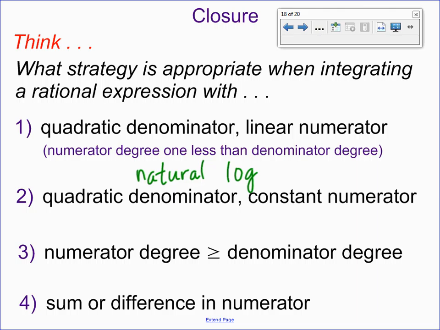Overall, quadratic denominator but a constant numerator, right? What are we going to have to go towards then? Hayden? Inverse tangent, absolutely. Then we're working towards an inverse tangent rule, where I rewrite that bottom as a 1 plus quantity squared.